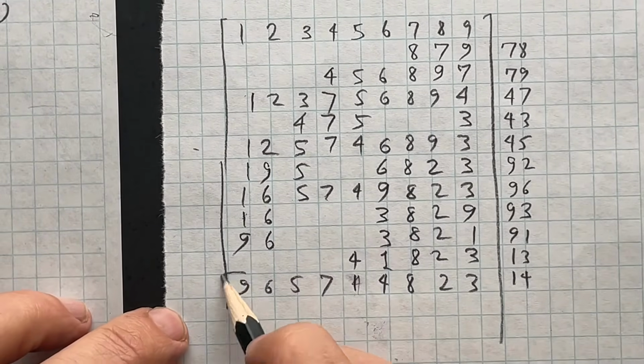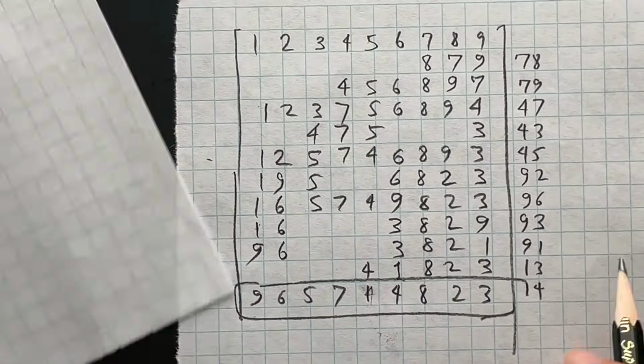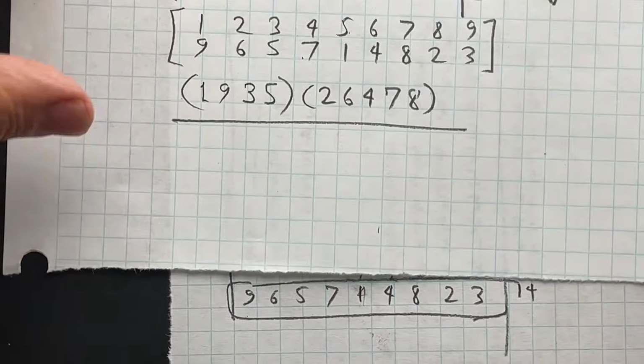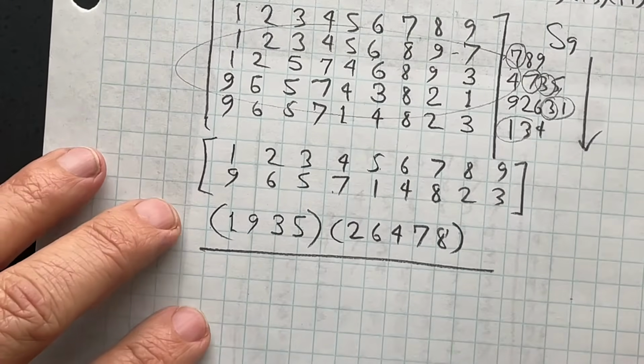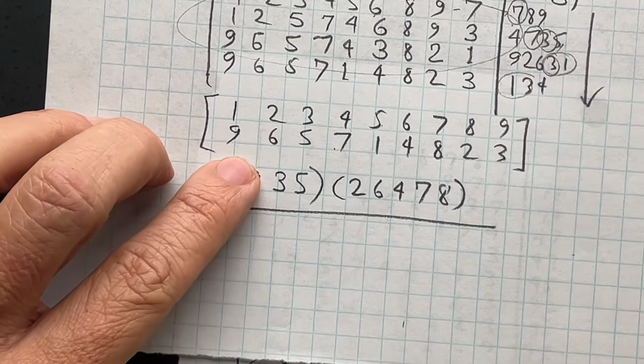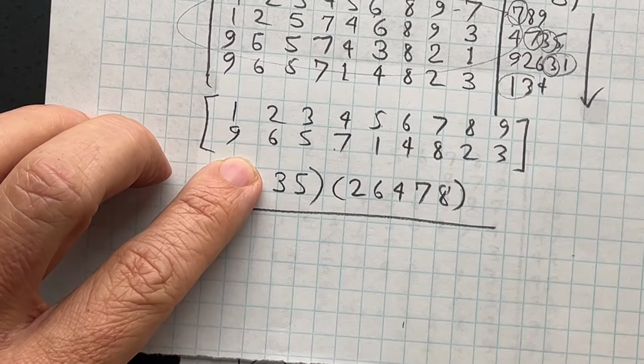Yep, I think that's what I should get. So I got 96, 57, 14, 823.